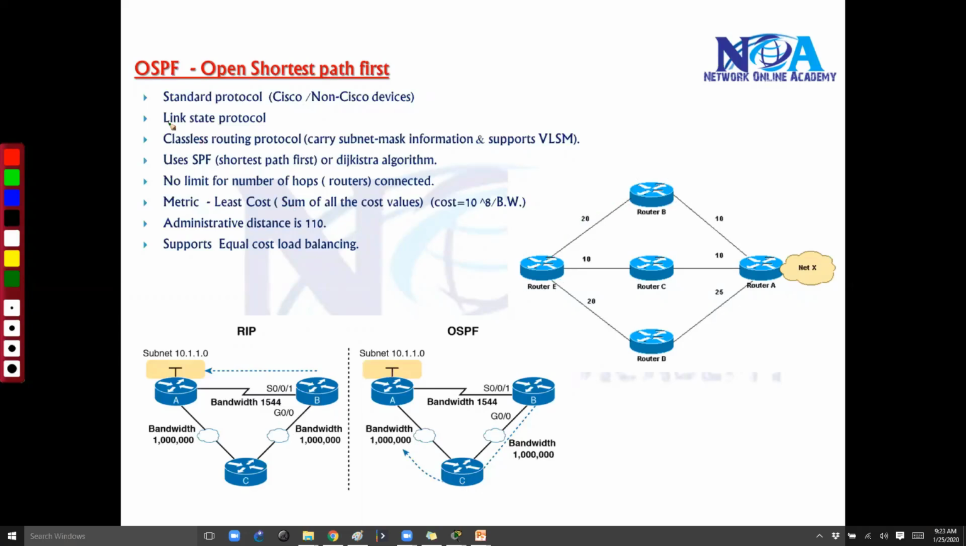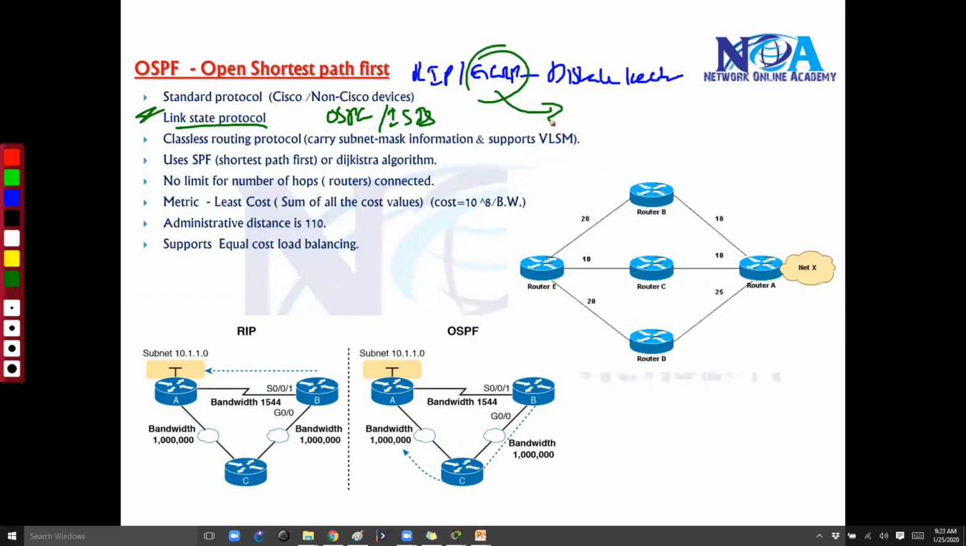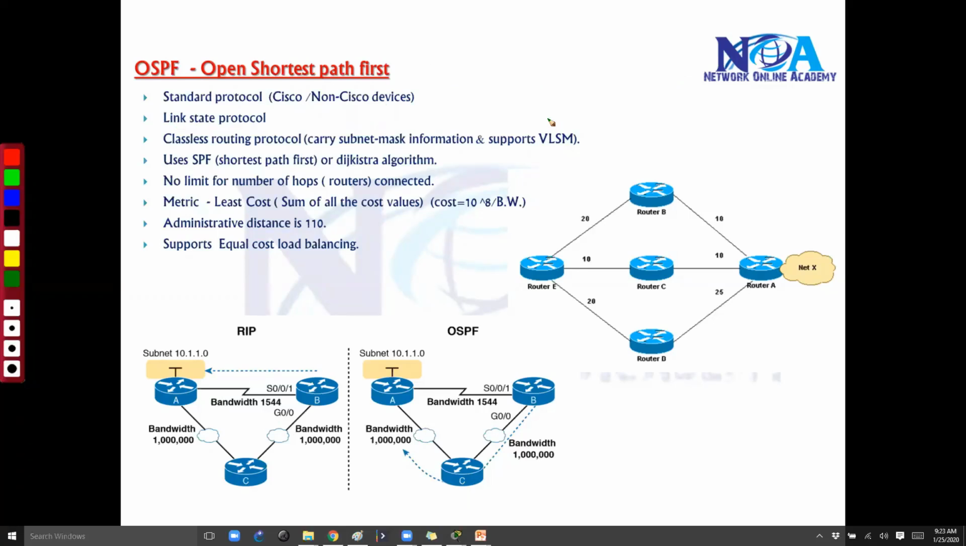In terms of category, it comes under link state protocols. OSPF and IS-IS are the two protocols that come under the link state category. When we talk about other protocols, RIP or EIGRP, they come under the distance vector category. Of course, Cisco calls EIGRP an advanced distance vector protocol. This category defines the way they work.